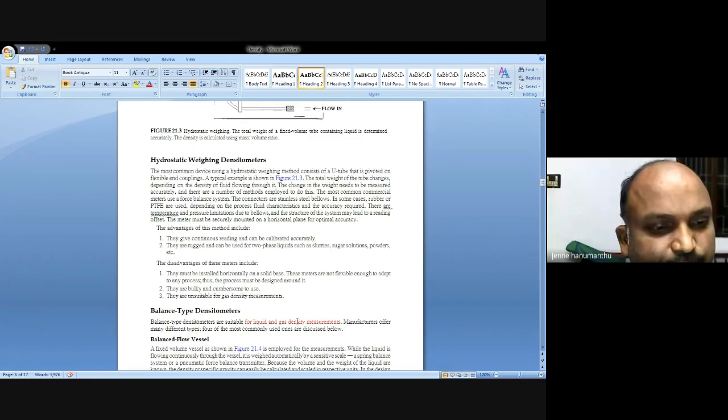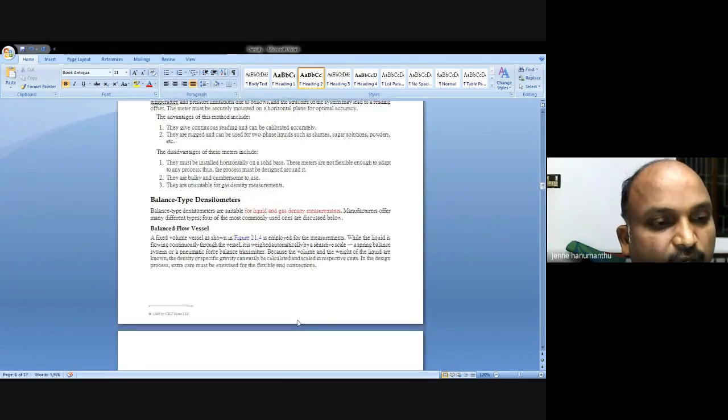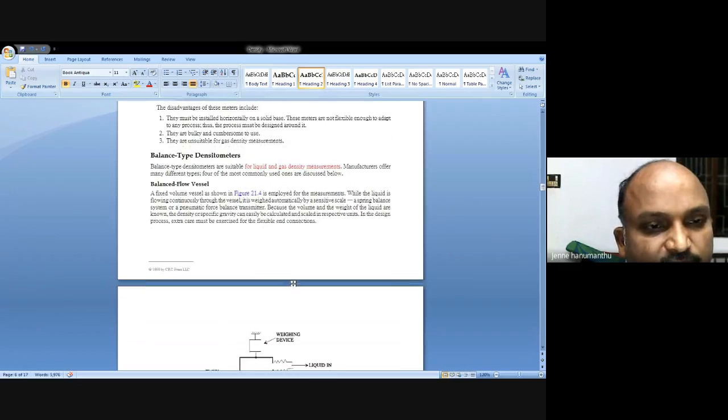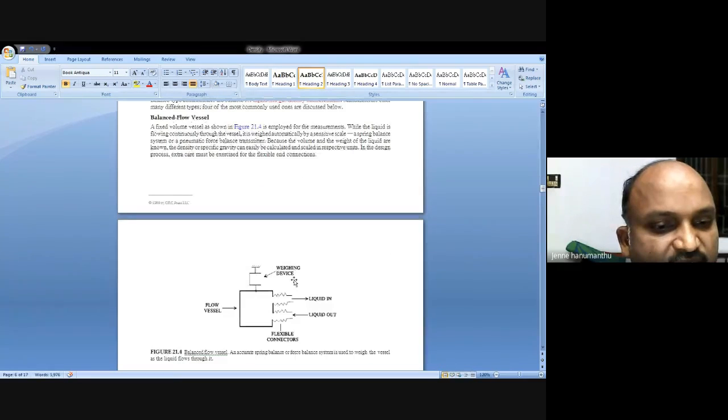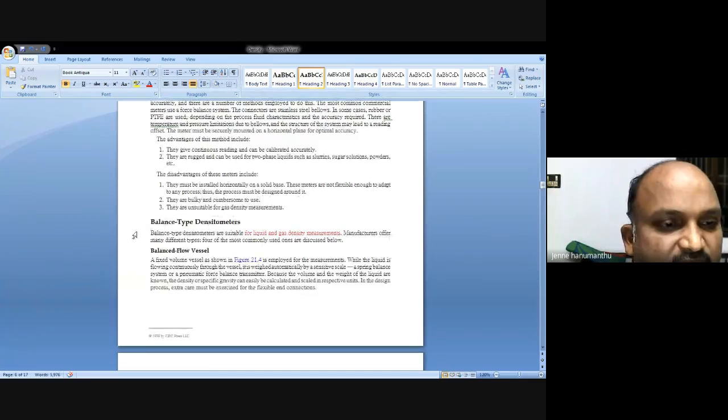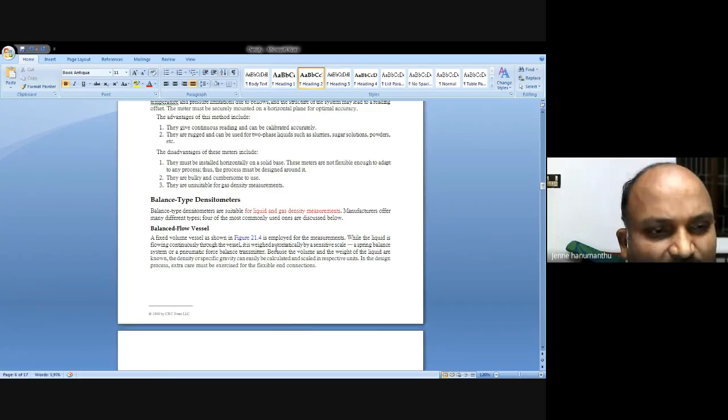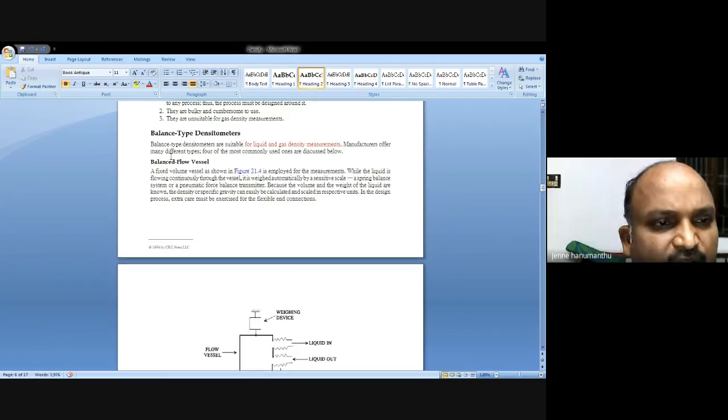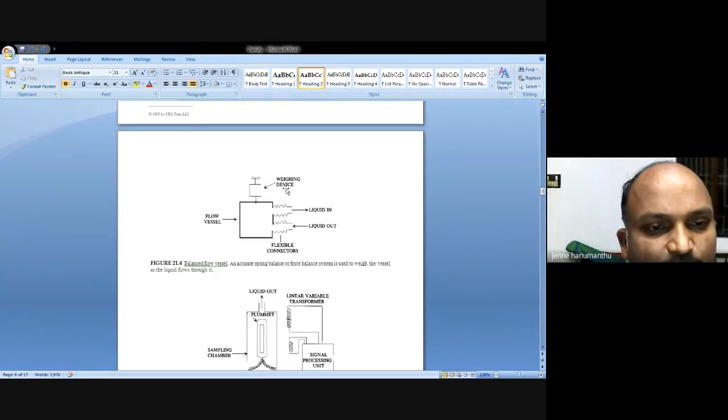The next one is the balance system. Actually, it is not in the syllabus, but anyhow you have to know. It's very simple. In this balance system, there is a weighing device, which is a flow vessel. There are two openings.